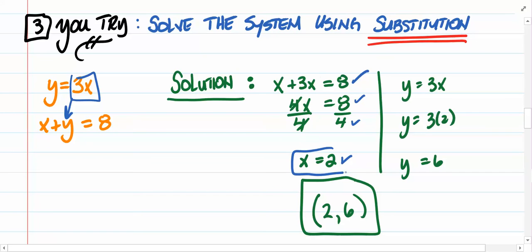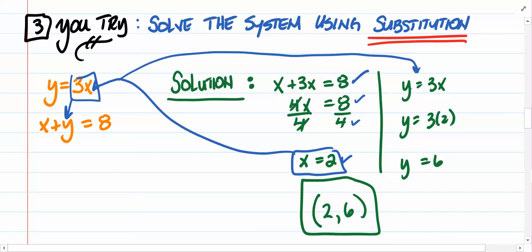Take the value of x equal to 2, substitute it right back in for any x that you want, and I showed you the work right over here. So I said y was equal to 3x, so I substituted x for a value of 2, and I got y was equal to 6. So the solution should have been 2, 6.